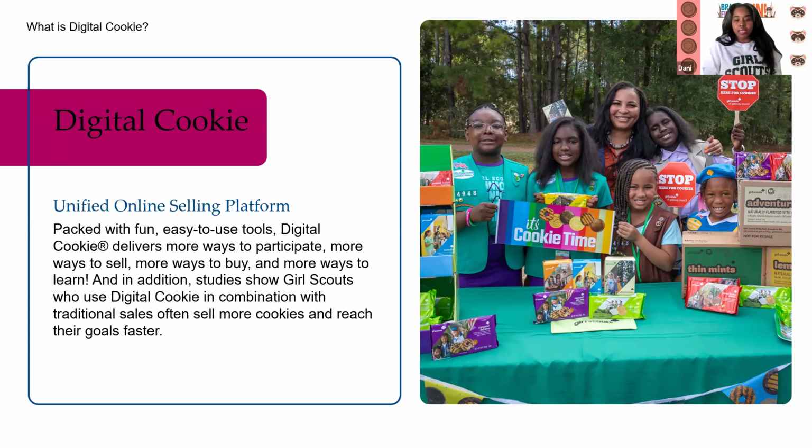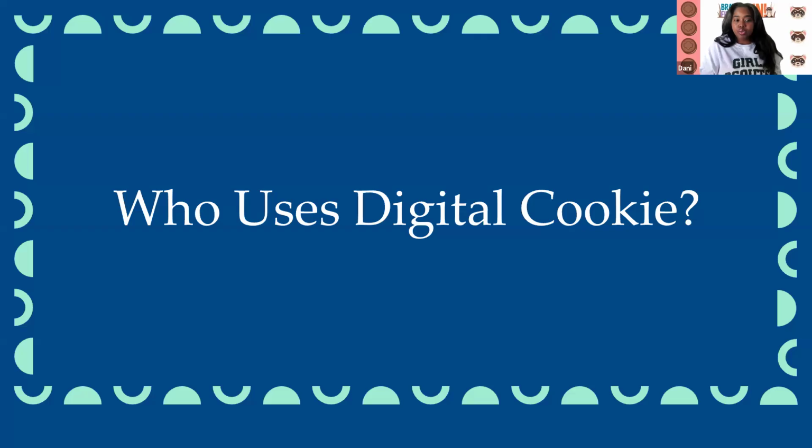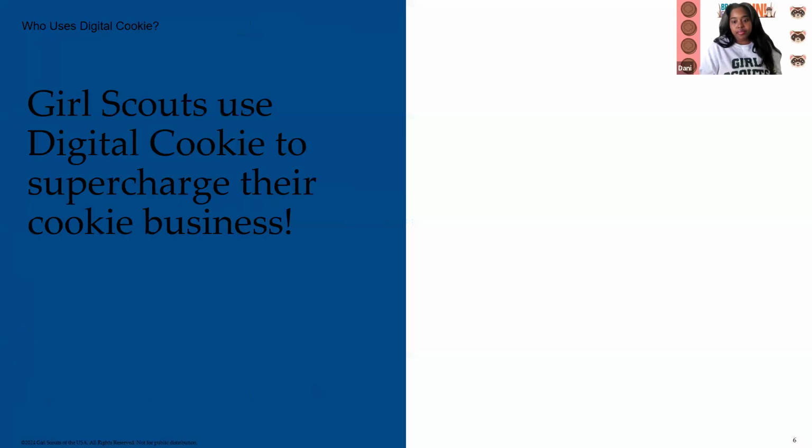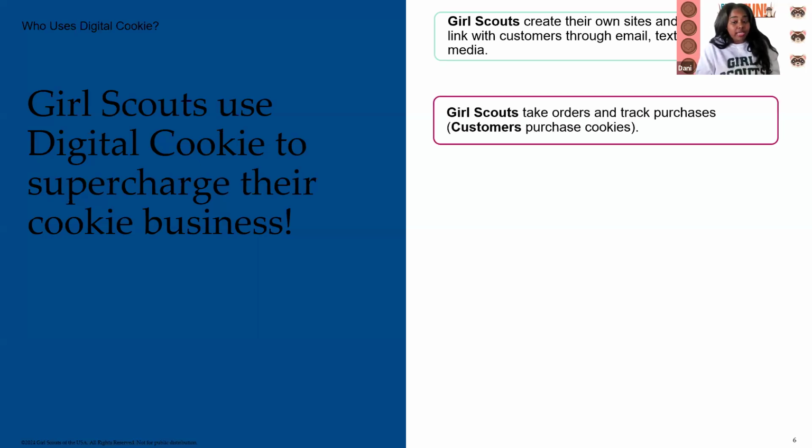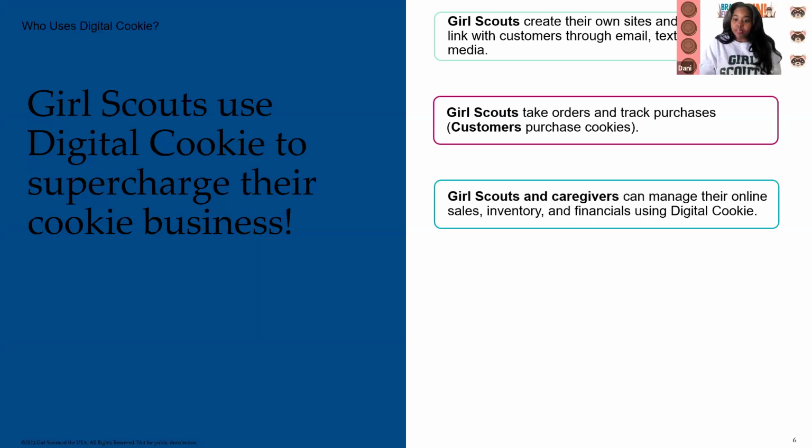Now that we know what Digital Cookie is, let's see who all could use Digital Cookie. So, who uses Digital Cookie? Digital Cookie is primarily used by Girl Scouts and caregivers. Girl Scouts can create their site and send marketing emails to customers. They can manage their online sales, inventory, and finances with their caregiver. Girl Scouts can also order and track purchases from customers.